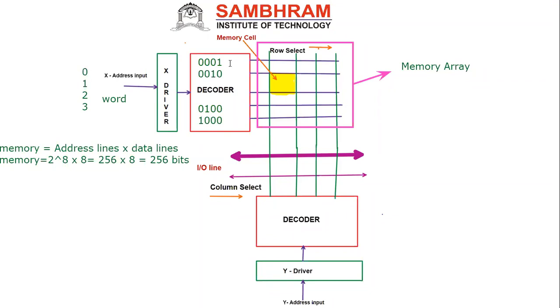So if it is 0, this row will be selected. If it is 1, the next will be selected. If it is 2, the next row will be selected, the same way even for the column also. Here also it should be 0, 1, 2, 3. Then here the column also will be selected. Then it will work based on that. Now I can say this is row select. This will be column select.